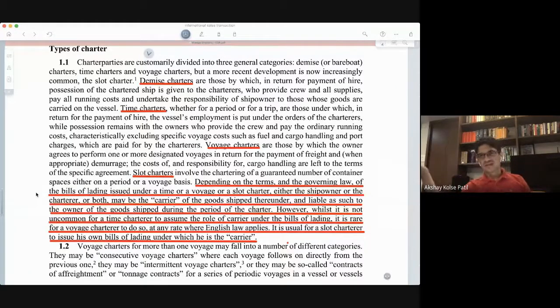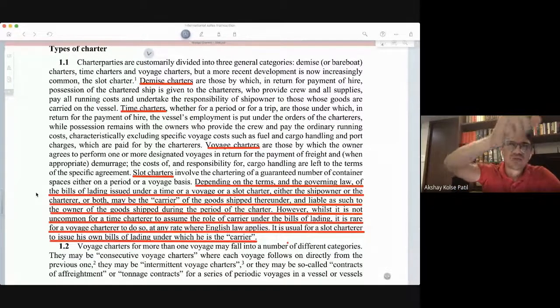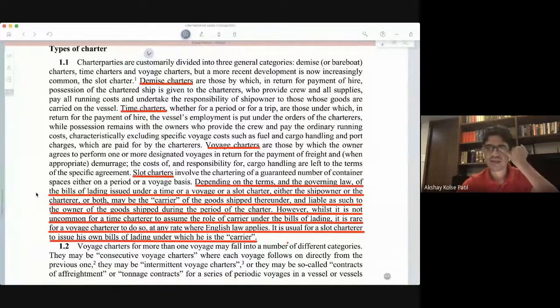For example, a time charterer will then hire the vessel to numerous people who will be entitled to transport their goods on the vessel. And to each one of these persons, he will issue a bill of lading. For example, our seller enters into a contract with the owner, and the time charterer as the owner, because he has chartered the vessel, will issue him a bill of lading with respect to his goods, and that bill of lading will be the contract for the carriage of the goods.